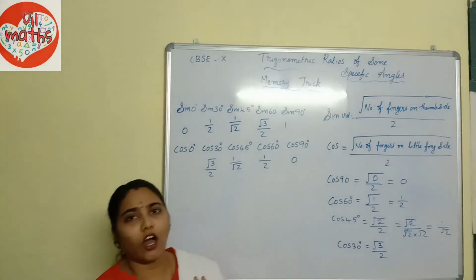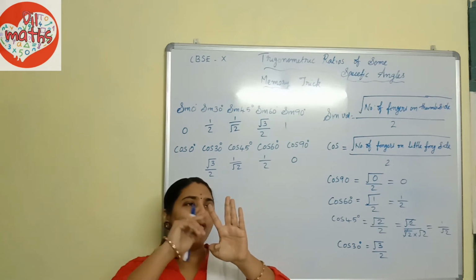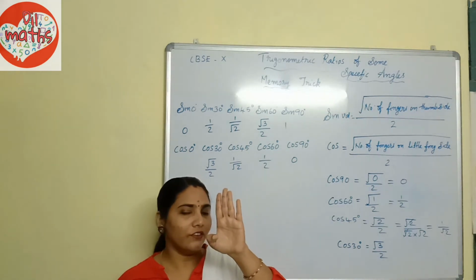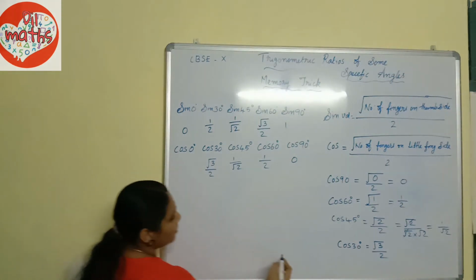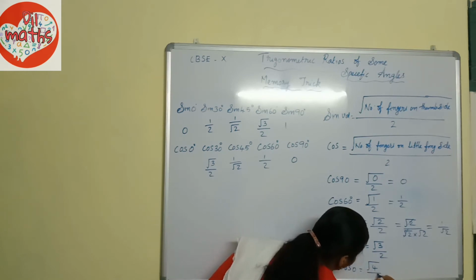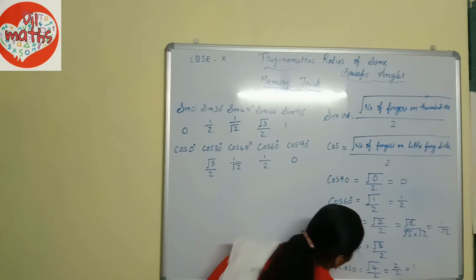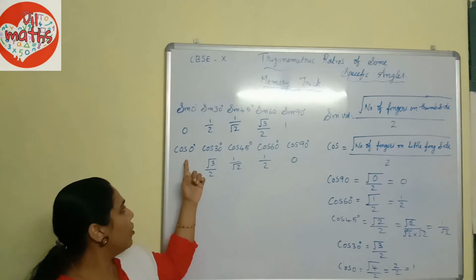And what is cos 0? 0 degree is this one. How many fingers are left on the little finger side? 1, 2, 3, 4. 4 fingers are left. So cos 0 is equal to square root of 4 by 2. Square root of 4 is equal to 2. 2 by 2, that's equal to 1. So we got cos 0 is equal to 1.